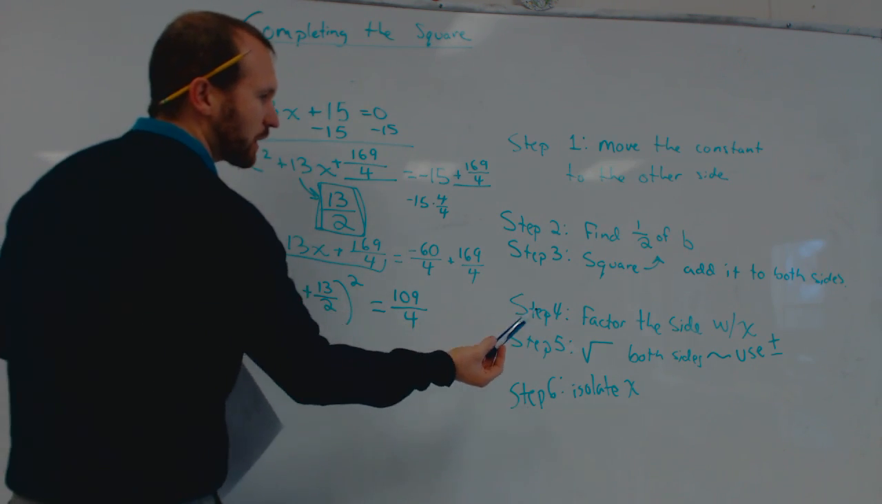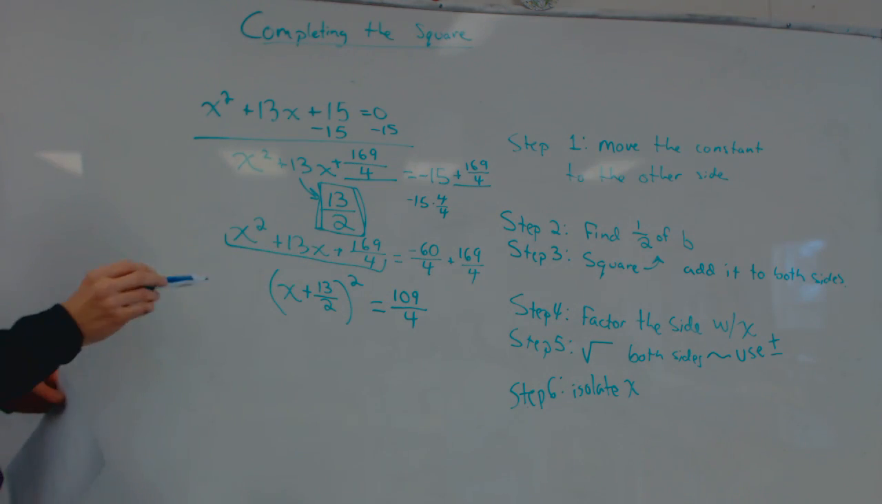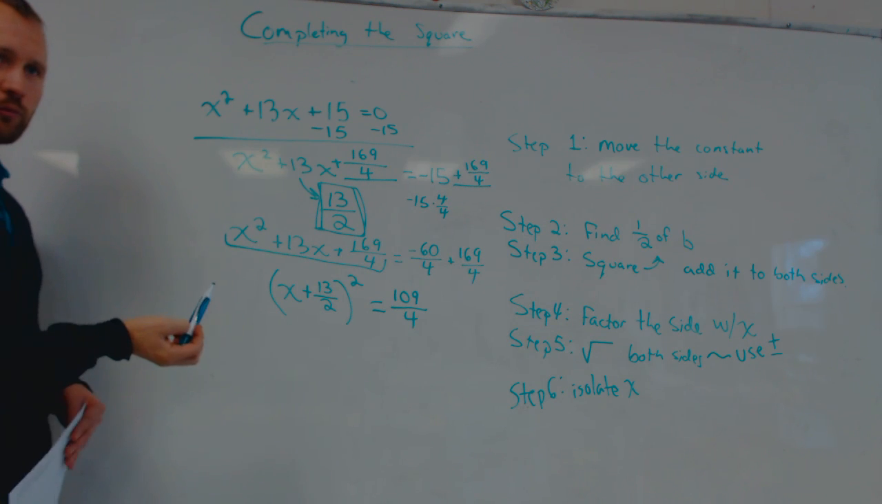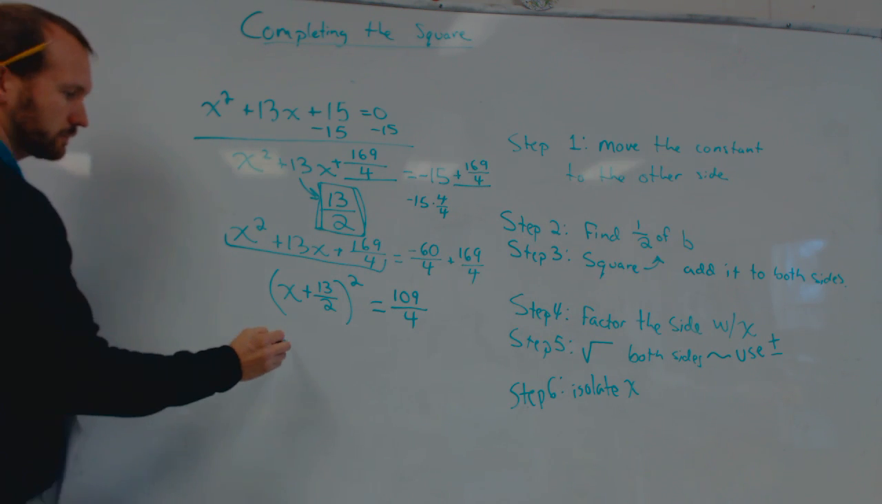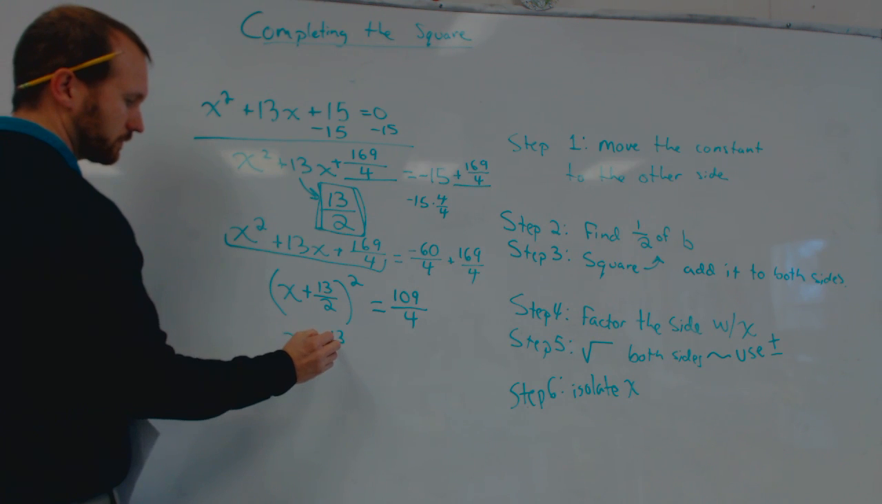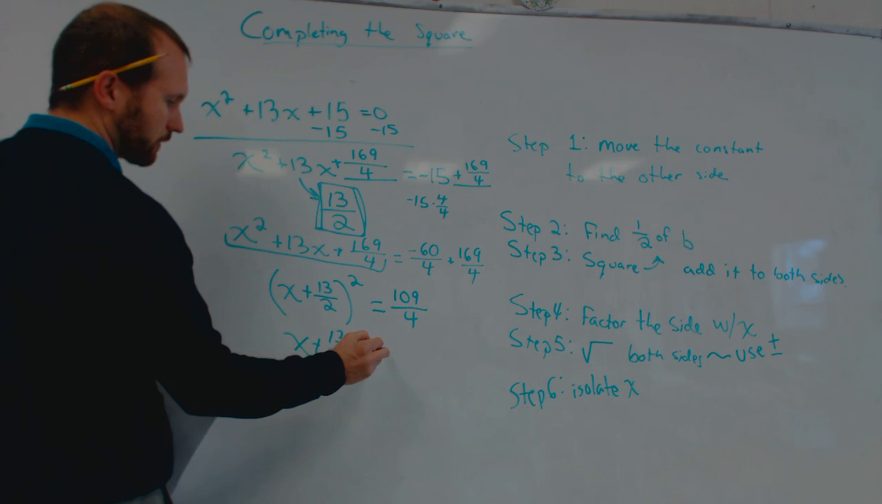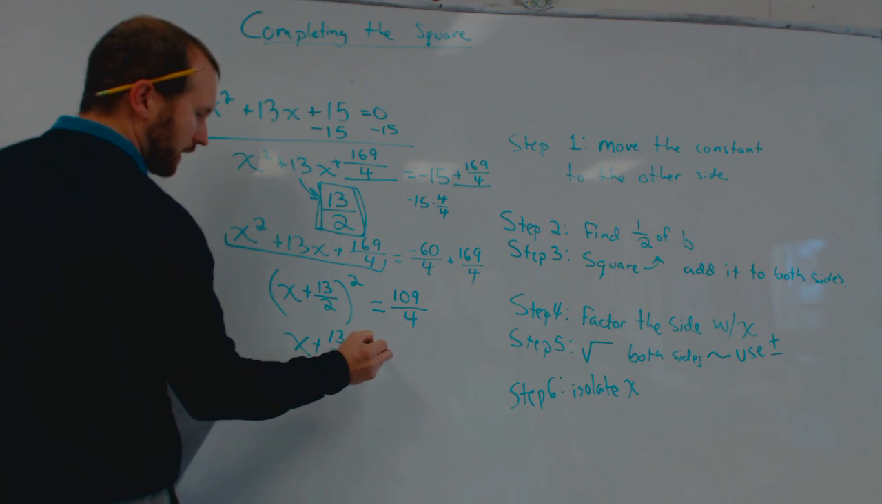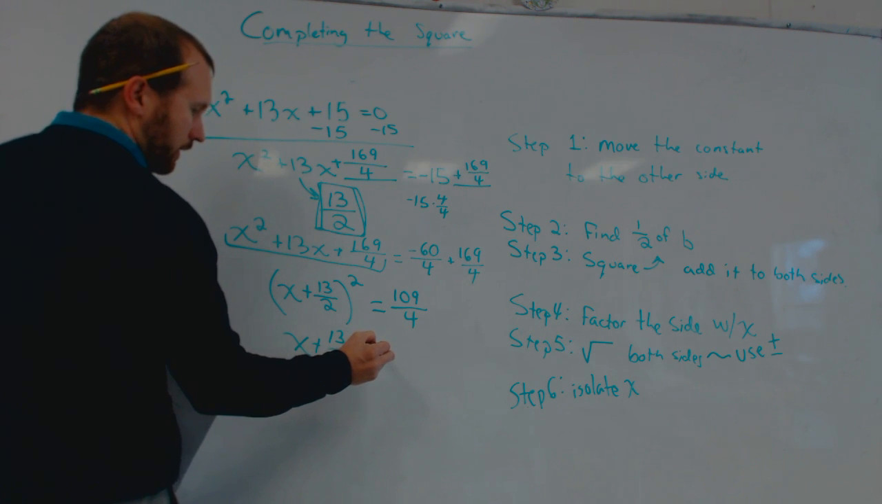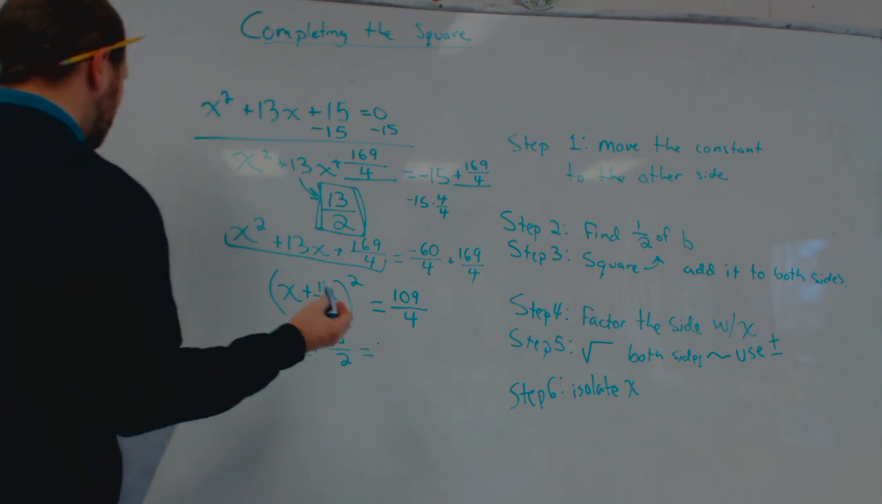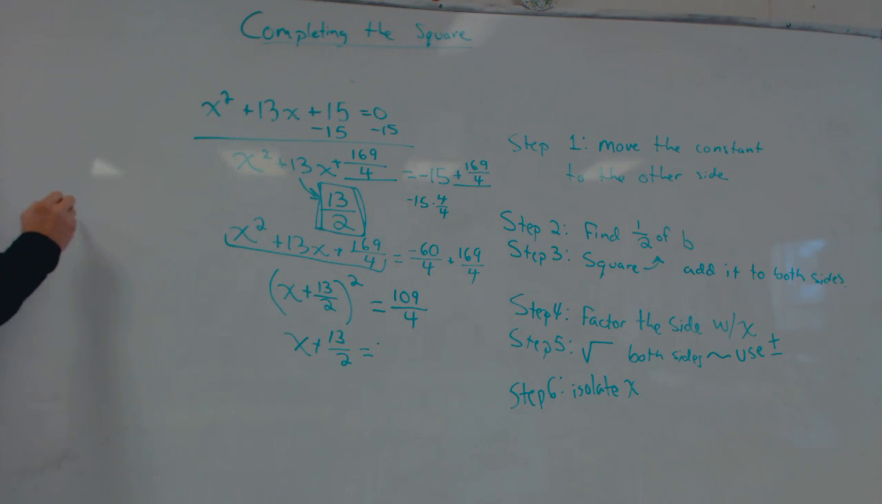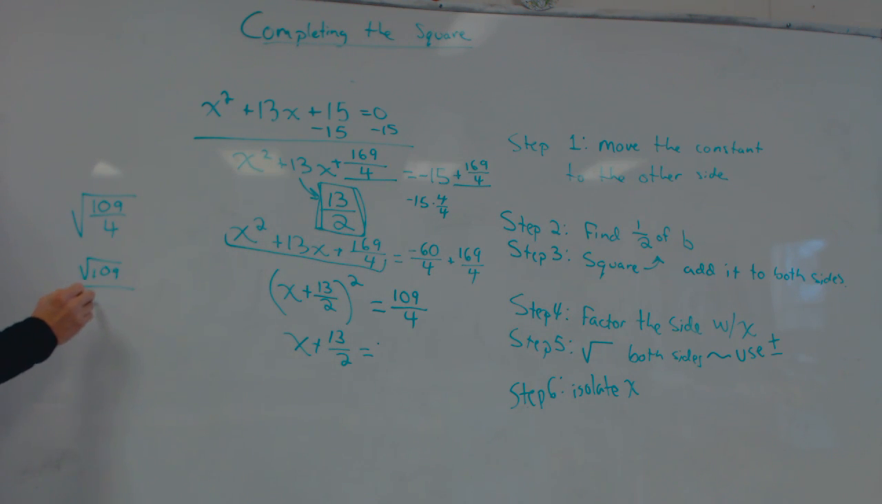Now step 5 says square root both sides. Remember to use plus or minus. What do I get when I square root both sides? 13 over 2. And now I'm just going to do it like this. Let me think. Let me show you over here. I have this, right? The square root of 109 over 4. It's the square root of 109. That's the same thing as the square root of 109 over the square root of 4.